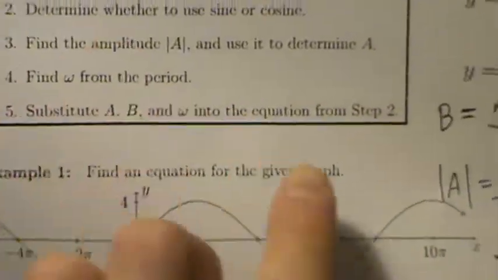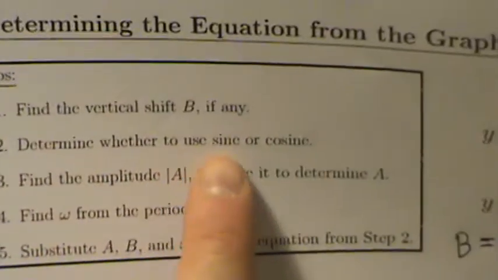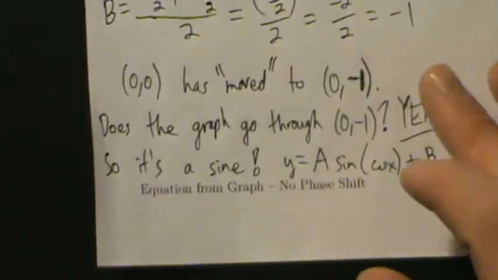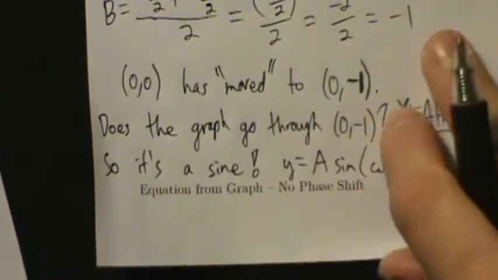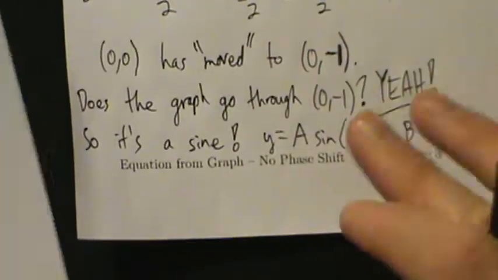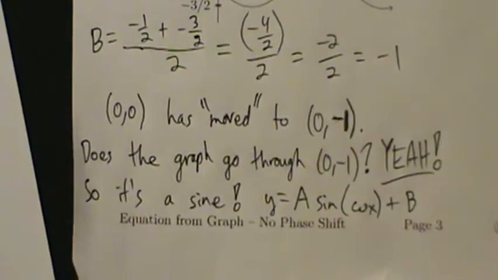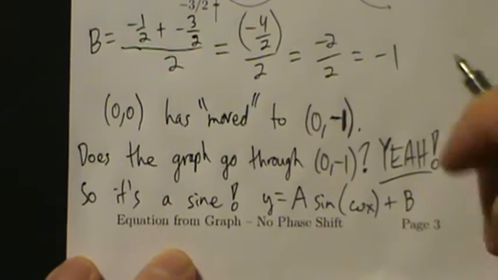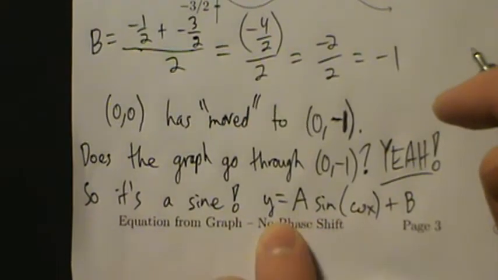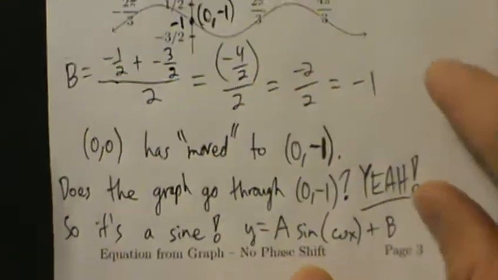Substitute a, b, and omega into the equation from step 2. Step 2 is determine whether to use sine or cosine. From what we just talked about, we found out that it's a sine function because the graph does go through this point of interest here, the point where (0, 0) has moved to. So we're going to use this in our answer. The answer is going to have this form: a sine omega x plus b. We already know what b is. That's great. We'll hold on to it till the end.